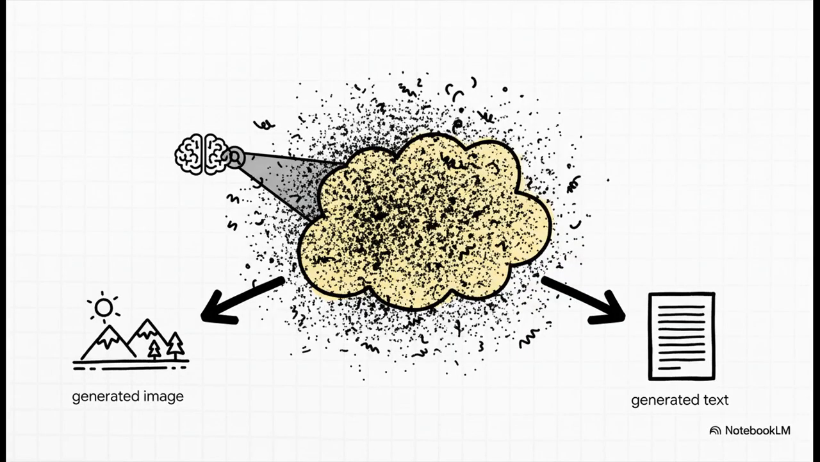So here's the crucial takeaway. The whole point of a diffusion model is to find that underlying probability distribution, that treasure map of real data. And that goal isn't specific to images at all. It's a universal principle for generation, whether you're creating a picture or a paragraph.